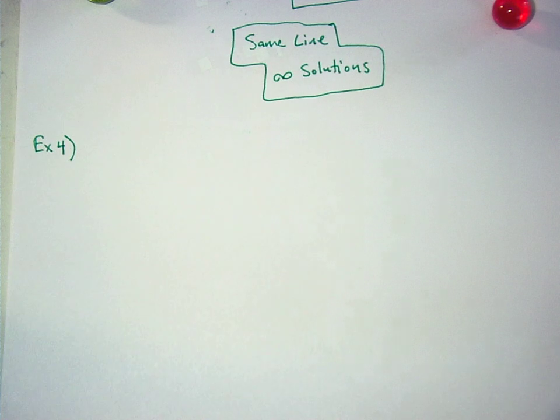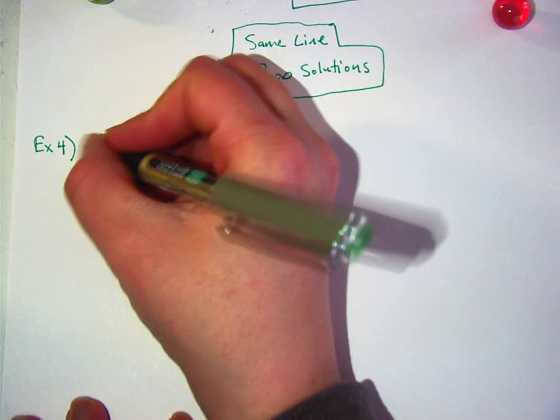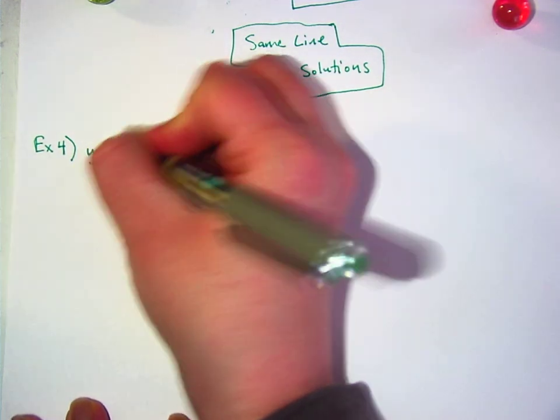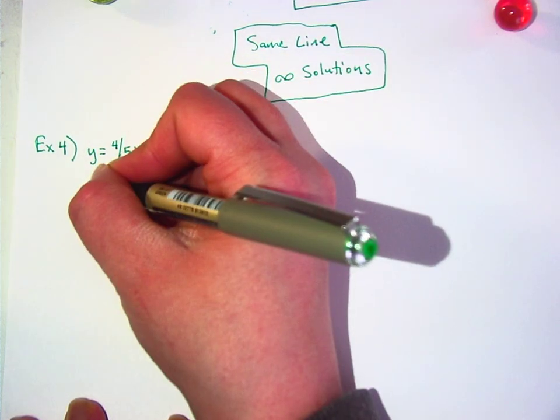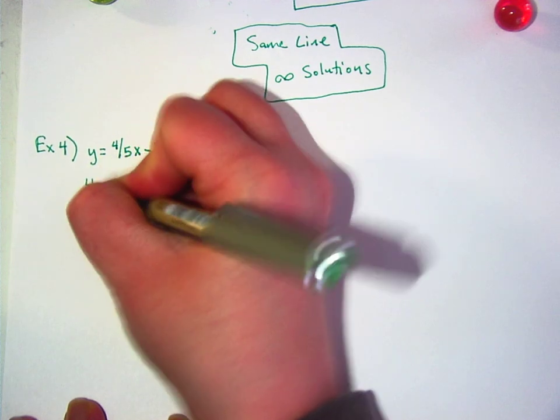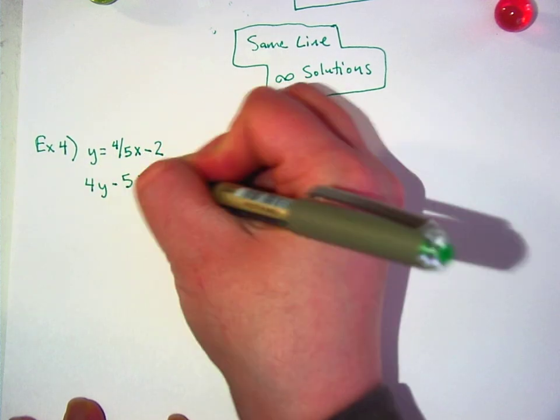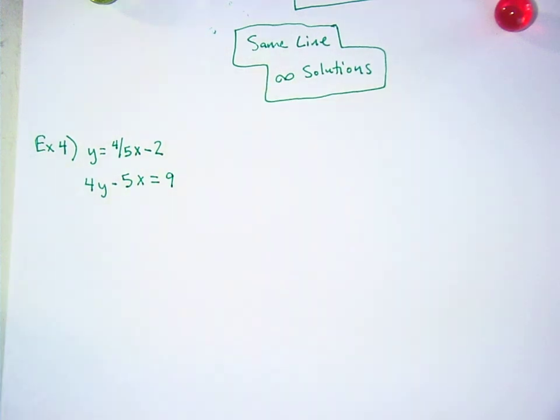The next one, let's try. I want to do this one. Y equals 4/5 x minus 2 and 4y minus 5x equals 9. Okay, so what do you think we need to do with this one? Get the y by itself.